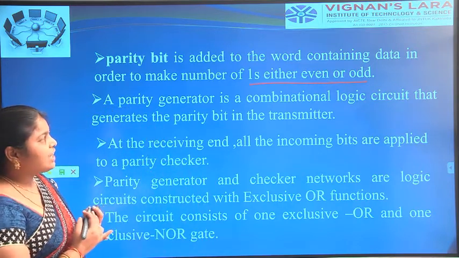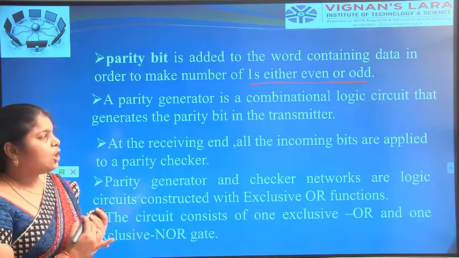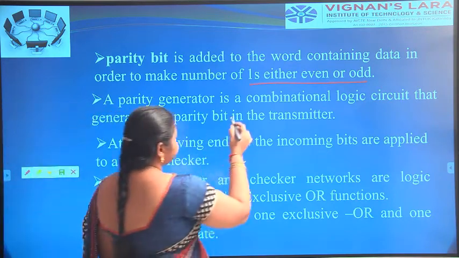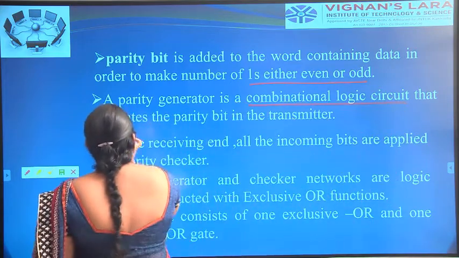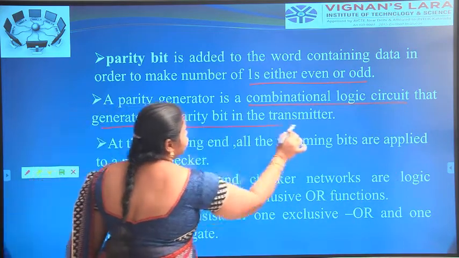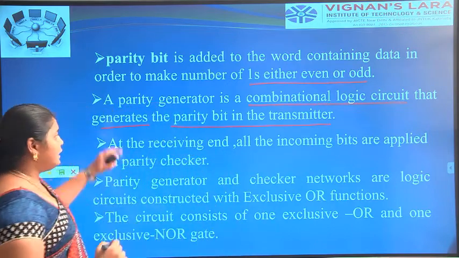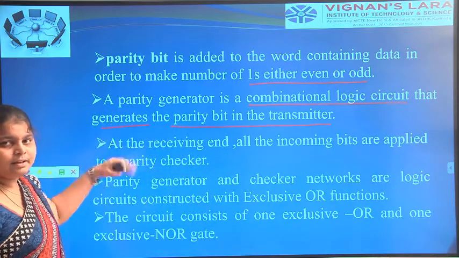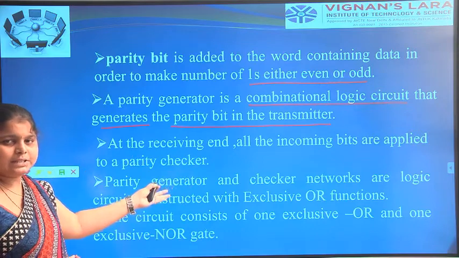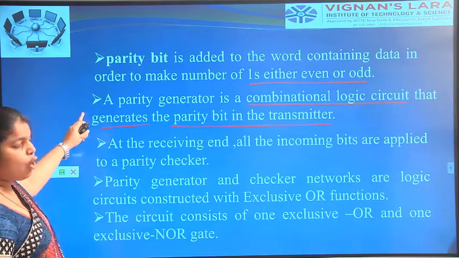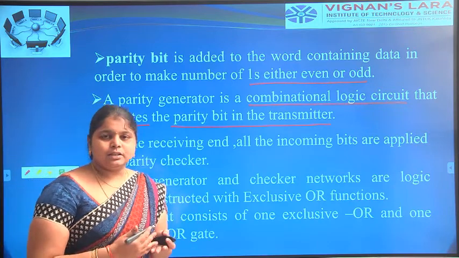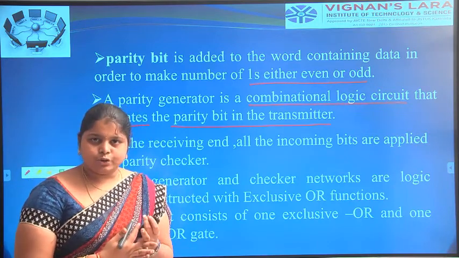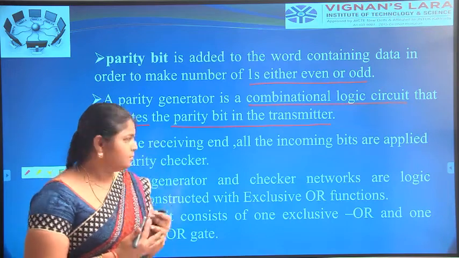Parity generation is a combination of logical circuits. The combination of logical circuits generates the parity bit in the transmitter. This is seen in the next slide, which is the diagrammatic representation. A generator is a combination of logical circuits, such as OR or NOR logical circuits.